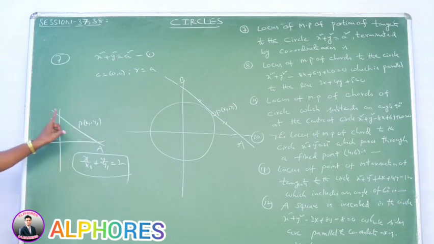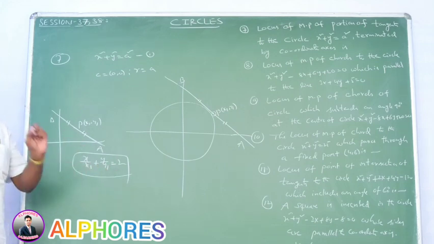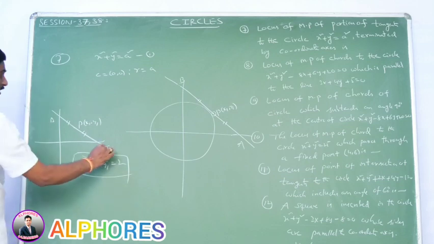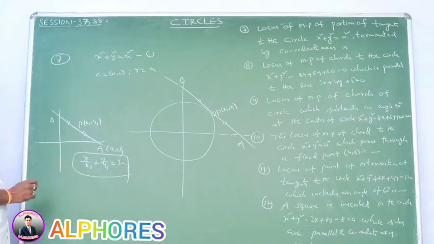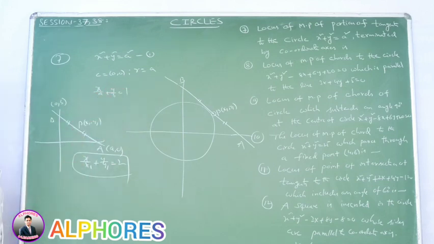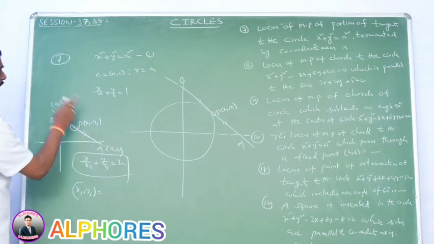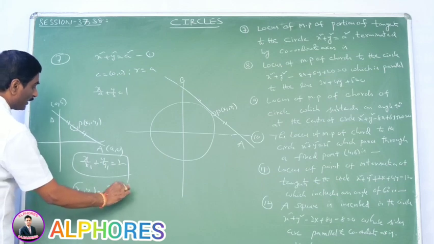If the line cuts the coordinate axis at A and B and P x1 y1 is the midpoint of the line segment AB, then the equation of the line AB is x by x1 plus y by y1 is equal to 2. Please observe this point. Say this line cuts the x-axis at a comma 0 and y-axis at 0 comma b. Then the equation of the line is x by a plus y by b is equal to 1. But here P is the midpoint of AB. That means x1 y1 is equal to (x1 plus x2) by 2, (y1 plus y2) by 2, which means a by 2 comma b by 2.